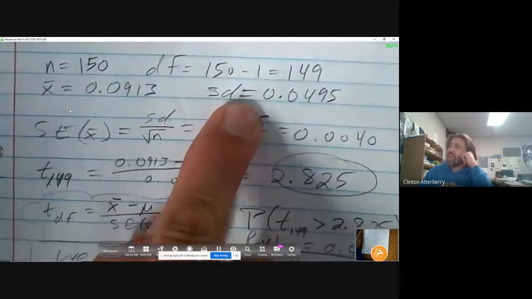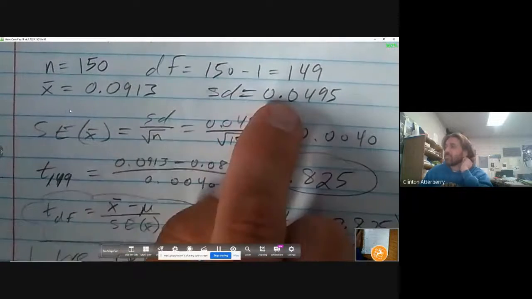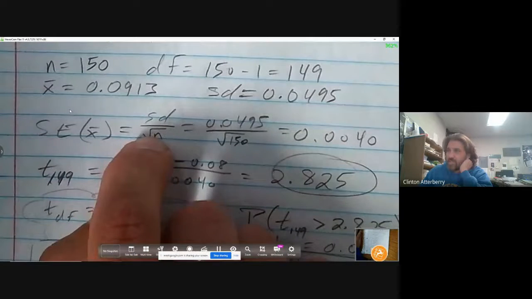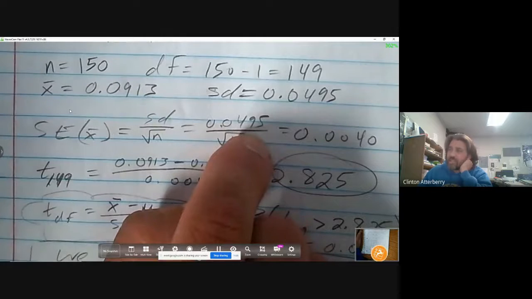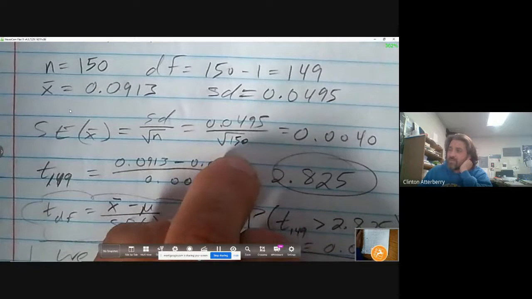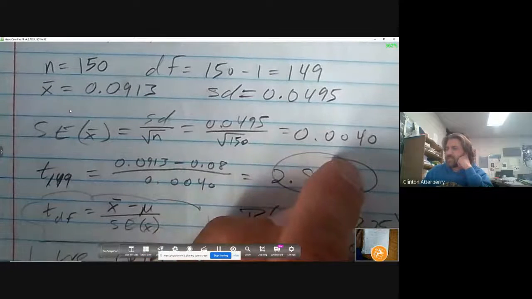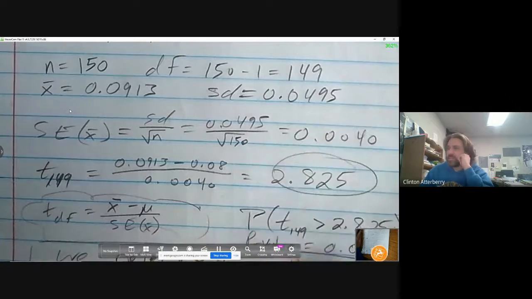So finding the standard error of our sample, take the standard deviation, 0.0495, and divide it by the square root of the sample size. So we're going back to the sample size of 150. So 0.0495 divided by the square root of 150 gives us 0.0040. That's 0.4%. If you think about a small number like that, 0.0040, that's our standard error of our sample.